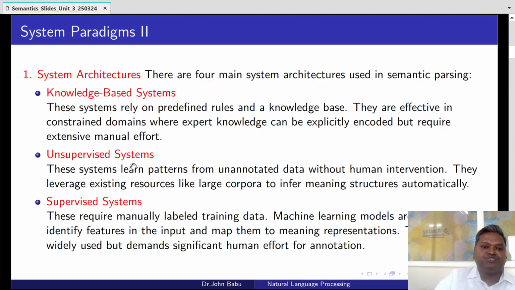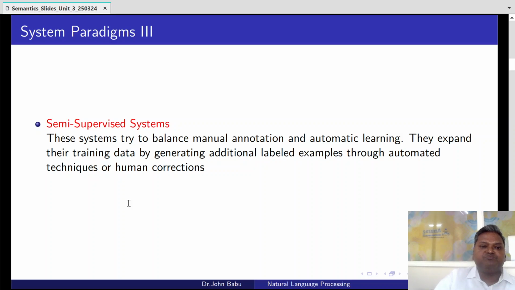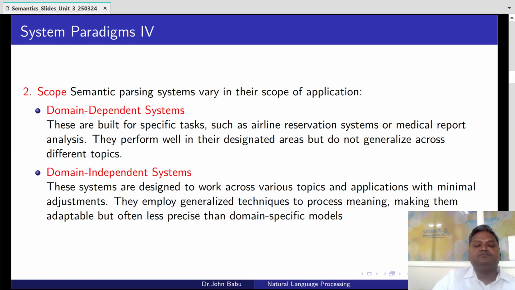And fourthly, the combination of these two, unsupervised and supervised, is known as a semi-supervised system. These systems try to balance human annotated data from the supervised systems and automatic learning from unsupervised systems. So this is much used in natural language processing. They use a small amount of human annotated data and go on expanding that data.